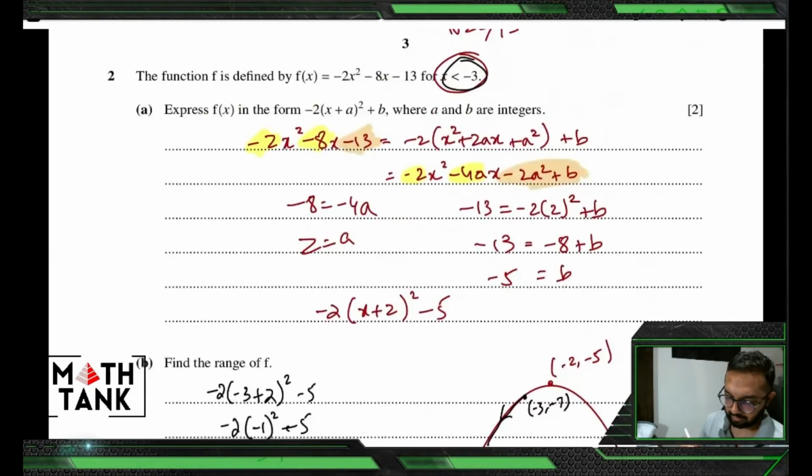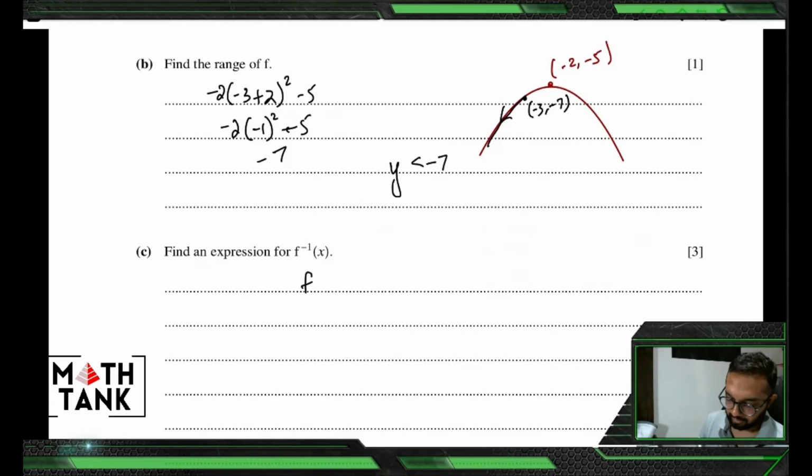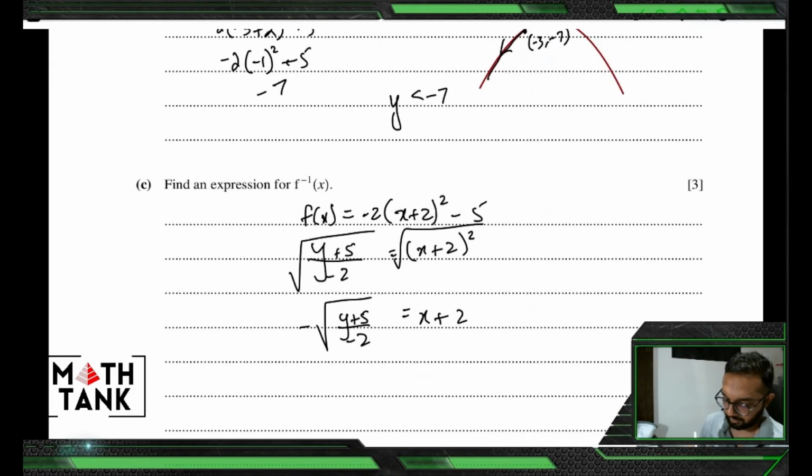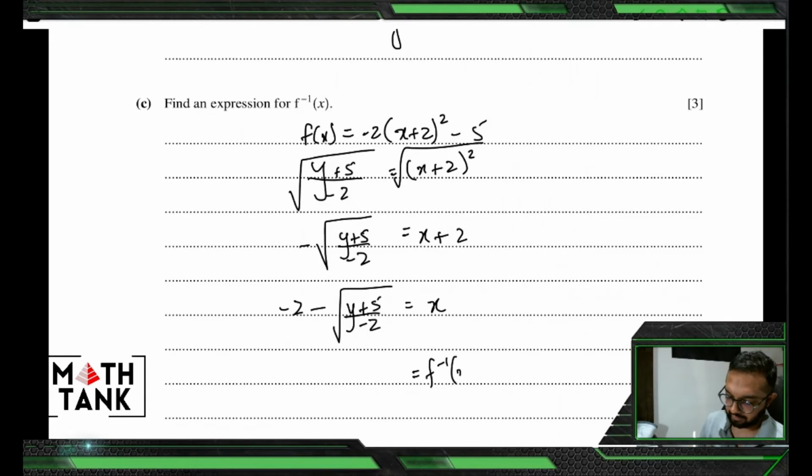Then again, for an expression for f inverse of x, you start with the completed square form, and then you try to make x the subject. When you put a root, remember that you have to consider both positives and negatives. Again, this is going to be a negative. Why? Because I'm taking the left hand side of the curve. So that becomes minus 2 minus the root of x, let's just write y, plus 5 divided by minus 2, and that gives me f inverse of x.